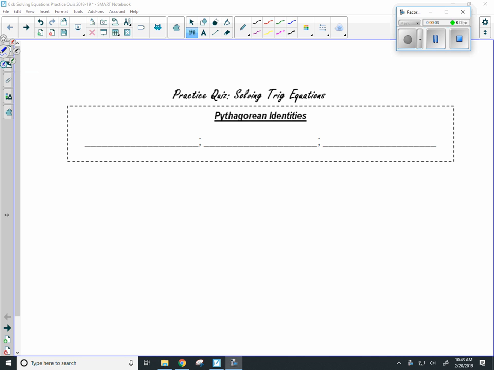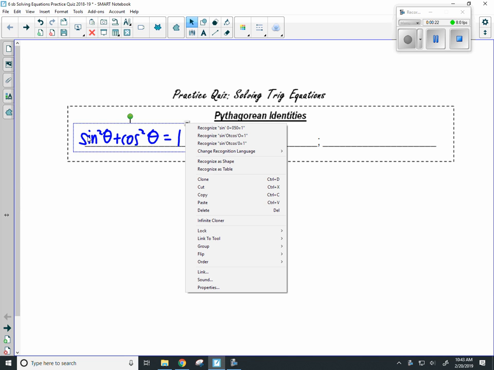In this quiz, you need to have the Pythagorean identity memorized. And the first one that we've talked about, and really the only one we've talked about this unit, is sine squared theta plus cosine squared theta is equal to 1. Now, that's really the one that you have to have memorized.